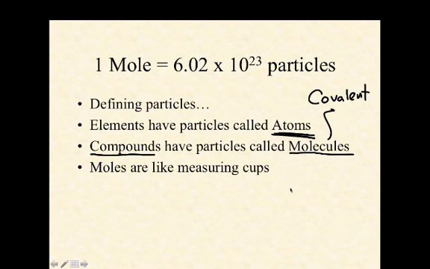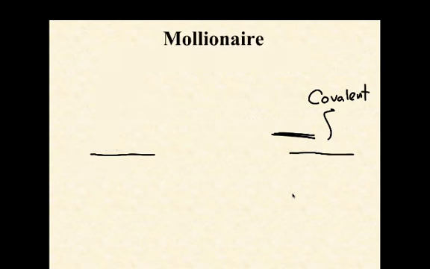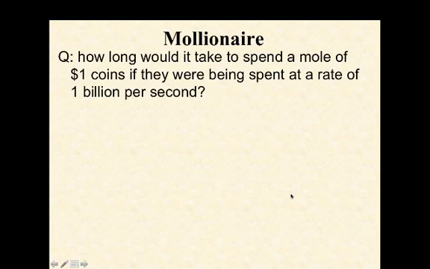So moles are our measuring cups. We can use the same measuring cup and then you can follow my recipe. But if we follow the recipe and we don't have the same measuring cup, then that's not going to do us any good. So now let's go back to our mole question. How long would it take to spend a mole of $1 coins if they were being spent at a rate of 1 billion coins per second? I really want you to consider how big this number is. 6.02 times 10 to the 23 particles makes up 1 mole.